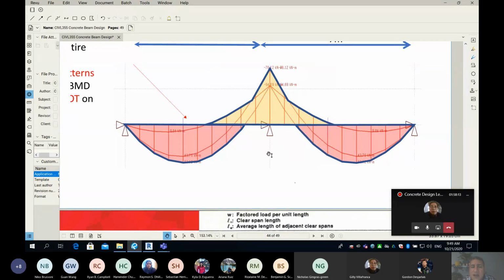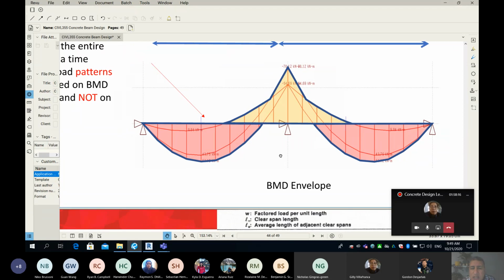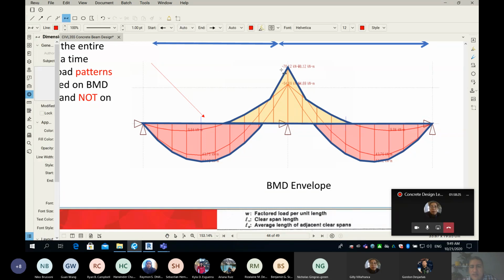Envelope means maximum. It means at any given section, your moment will never exceed what you see. For example, what is the maximum negative bending moment? Look at this. It's going to be from here to there. This is the maximum negative bending moment on top of your intermediate column. How about the maximum positive bending moment on the left span? It is here. And the maximum positive bending moment on the right span? It is from here to there.